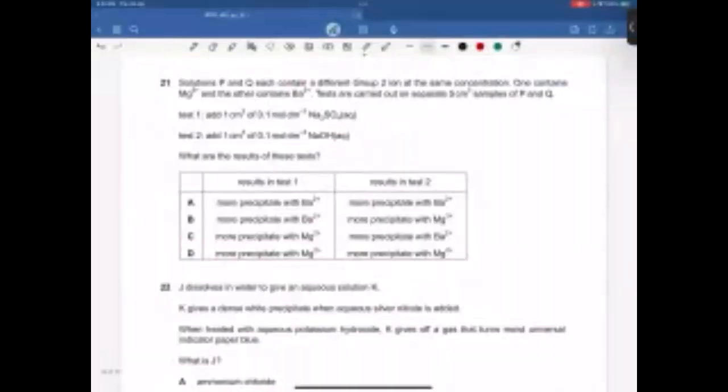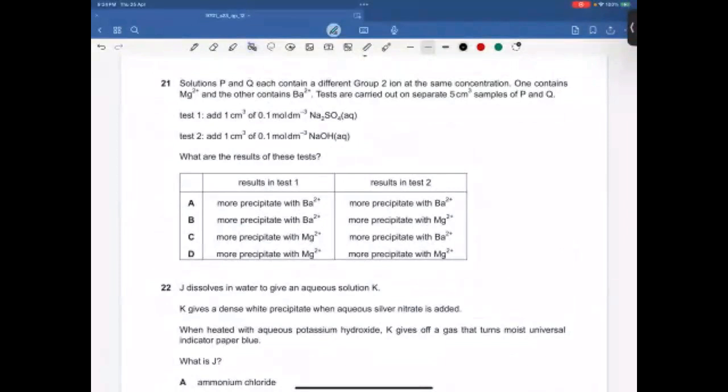All right, let's start question number 21. Solutions P and Q each contain different group 2 ions at the same concentration. Okay, one contains magnesium ion, another contains barium ion. So we have two different cations. One is magnesium ion, and the other one is barium ion.